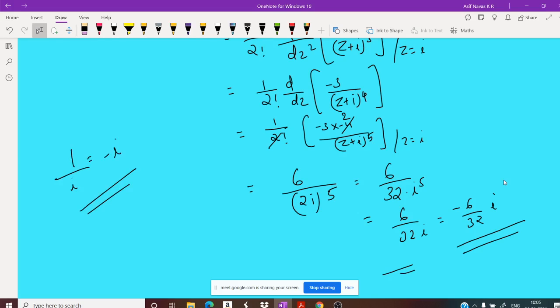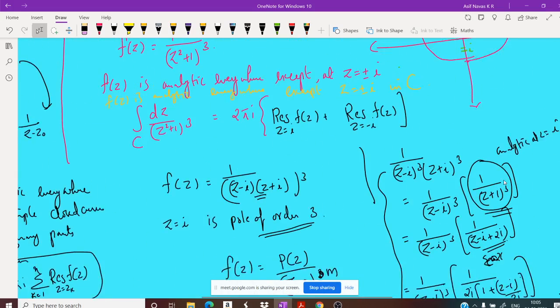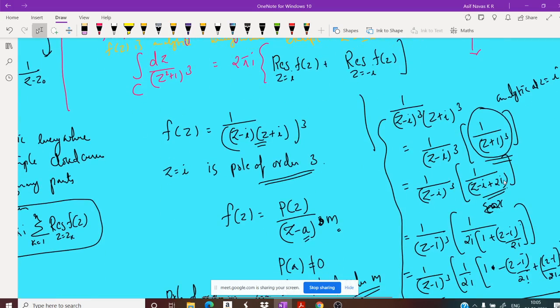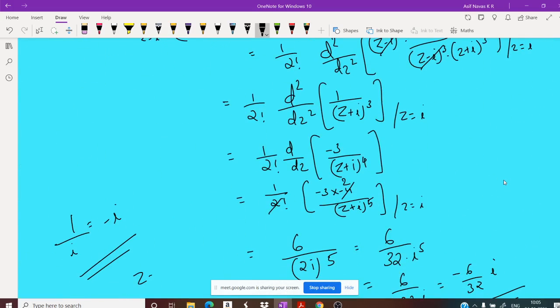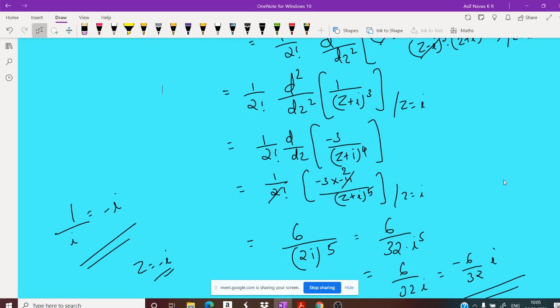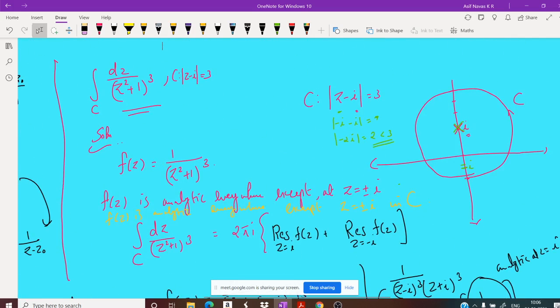Now you find out the residue of f of z at z equal to minus i, and then you add both and you will get the answer for this integration. Any doubt?